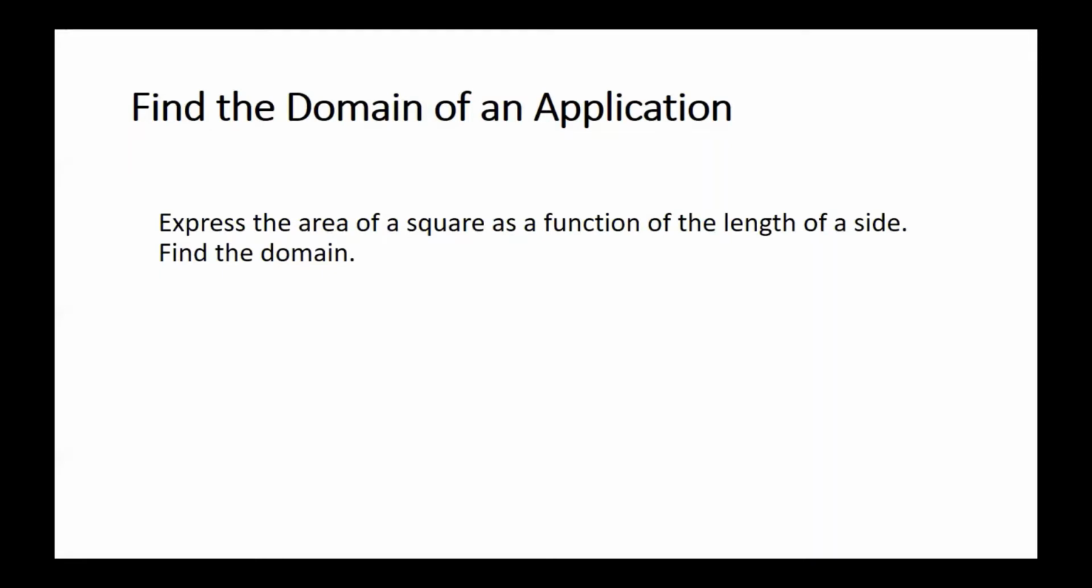Now let's find the domain of an application. Look at something in the real world. Keeping it simple, express the area of a square as a function of the length of a side. Find the domain. So we're just going to let x be the length of a side of the square. Now we should know that the area of a square is equal to the length of a side squared. So I'm going to say A of x, A for area, is equal to x squared. So now I have the area of a square as a function of the length of the side being x.